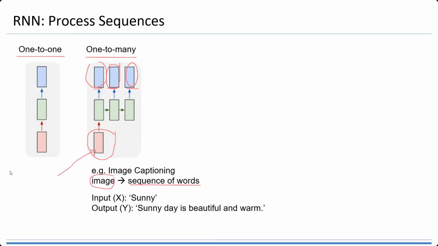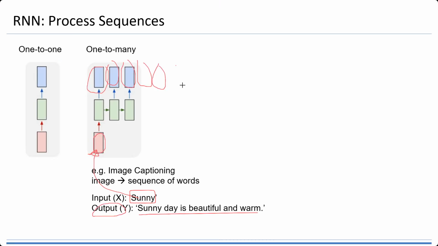Or the other kind of example, let's suppose I ask the model to generate a sentence given an input. Let's say I give the input "sunny." After I give the input "sunny," the model will generate a sentence: "Sunny day is beautiful and warm." It means from one input, it will generate many words in a sentence.